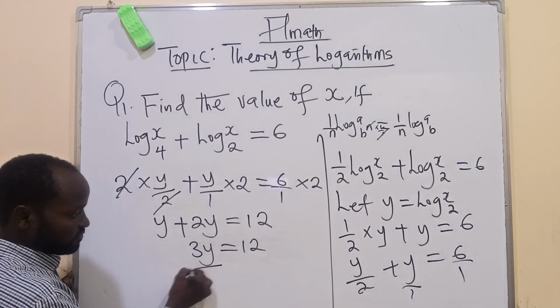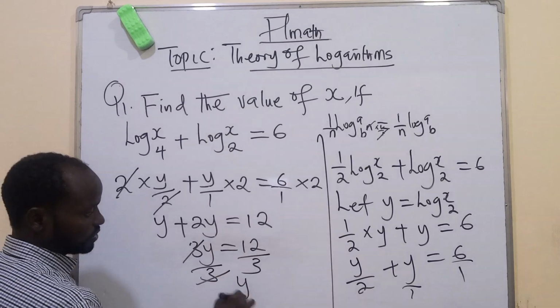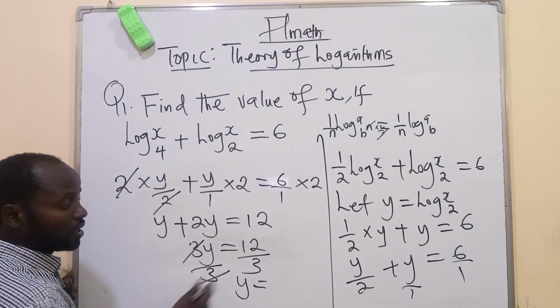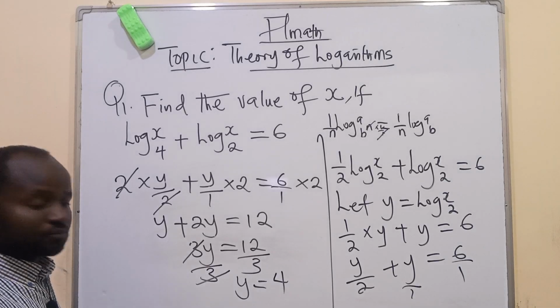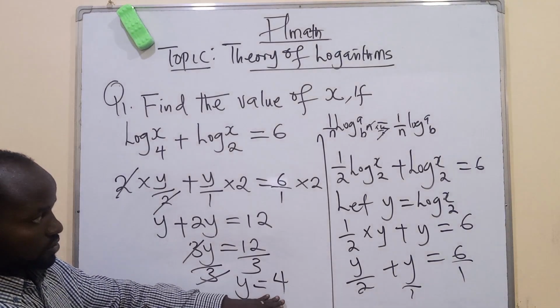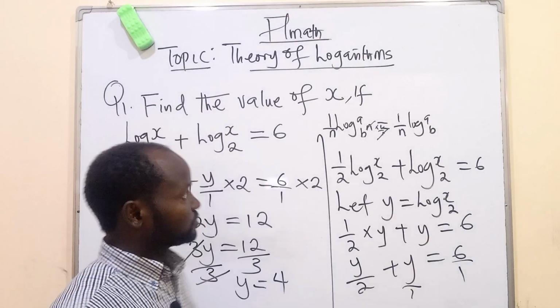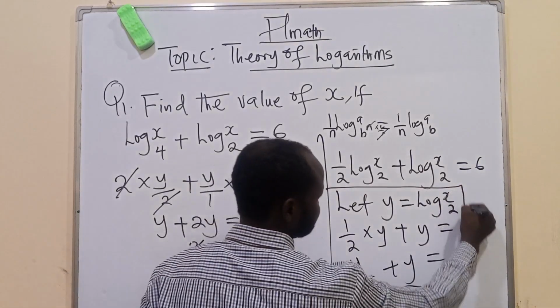To find y now, we divide both sides by 3. This will divide this. y now will be equals to 12 divided by 3 is 4. So the value of y is 4. But we are saying let y be equals to this. Our aim is to solve for x. So we have to go back to this assumption here.